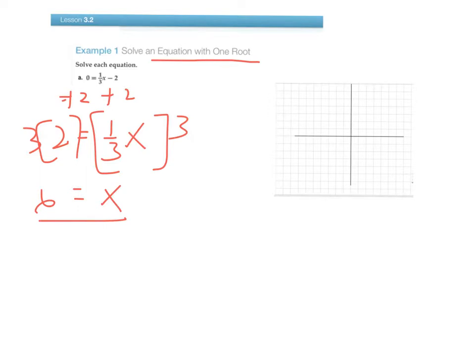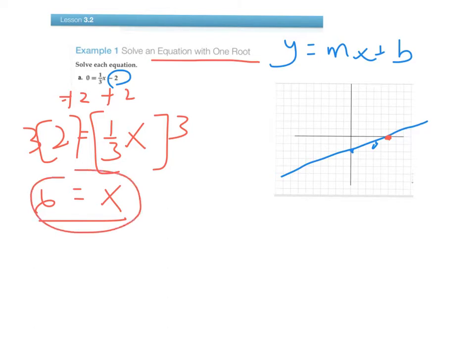The other way we can do this problem is looking at slope-intercept form, y equals mx plus b. And we look at it's a -2 is where it crosses the y-intercept. So -2 crosses the y-intercept, and it goes up 1 and to the right 3. And if we connect those lines, it's the same thing as if we go 1, 2, 3, 4, 5, 6, where it crosses the x-axis is 6. And so the solution is x equals 6.